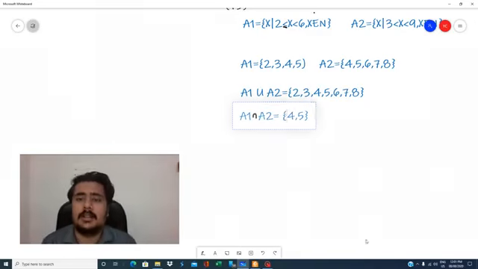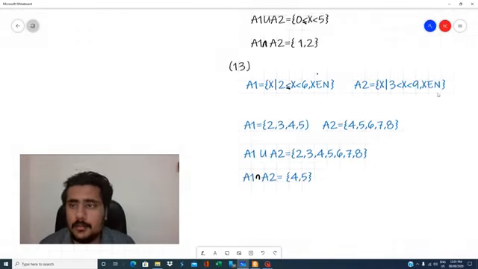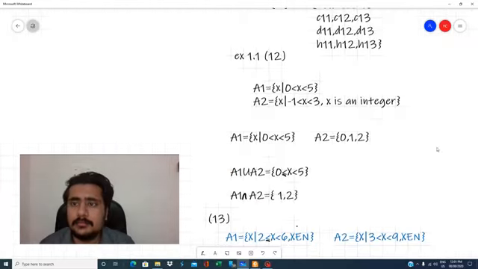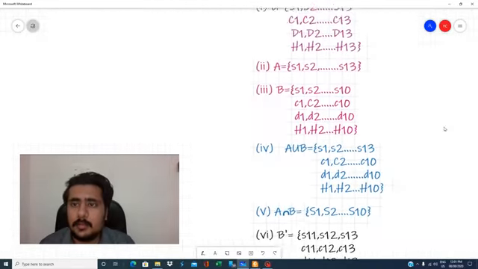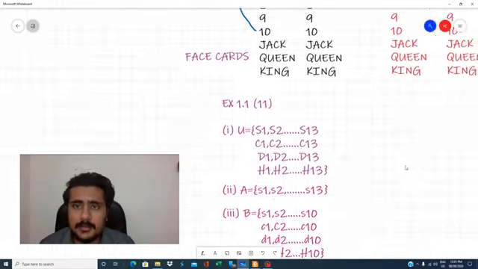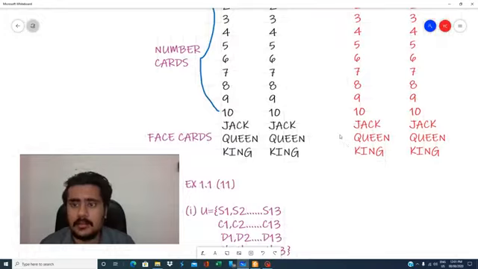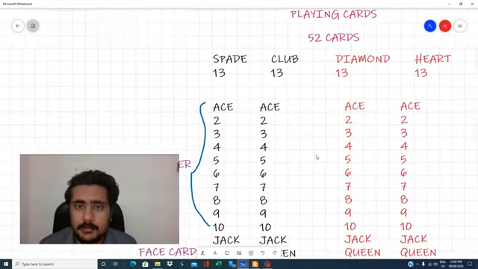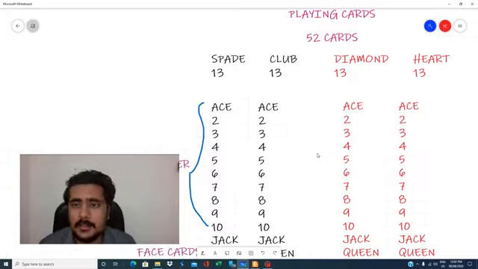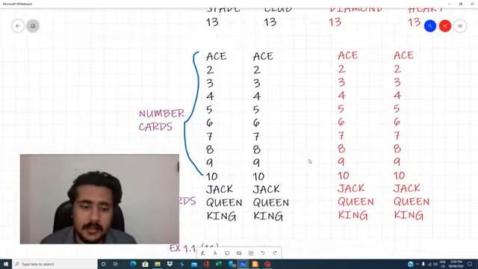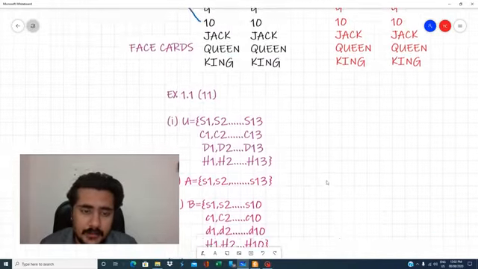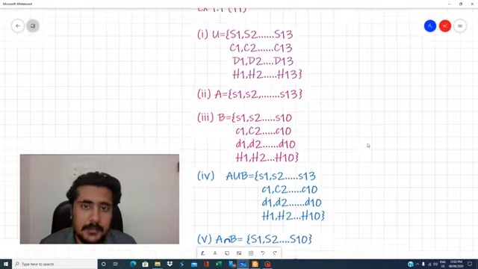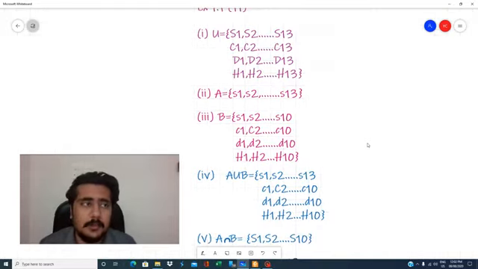Great. So what we had done today. Today we have done three sums. We have started with this sum of the cards. Okay, I told you there are 52 cards, with 4 suits, 13 spade, 13 club, 13 diamond, 13 heart. Then we have done 11th sum in which we have seen that the sample space is 52. We will be writing like this: S1, S2, S13 up to H1, H2, H13.